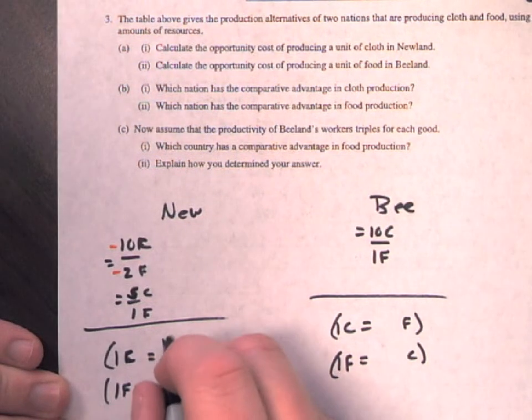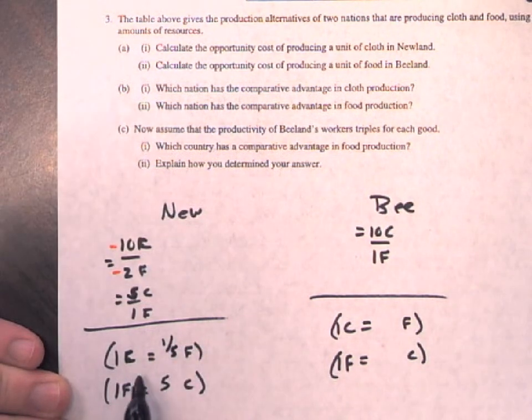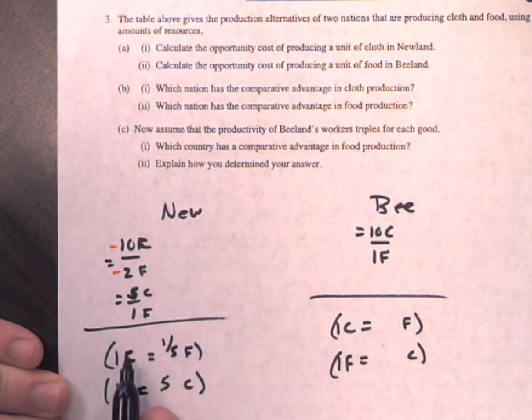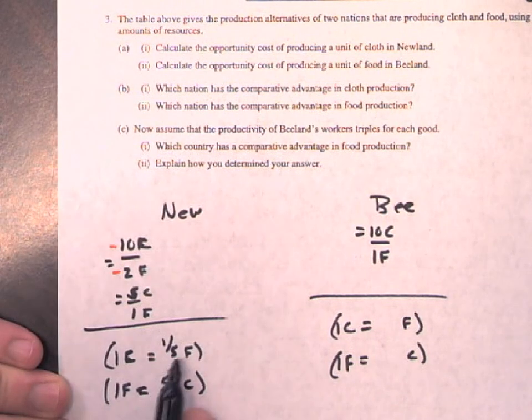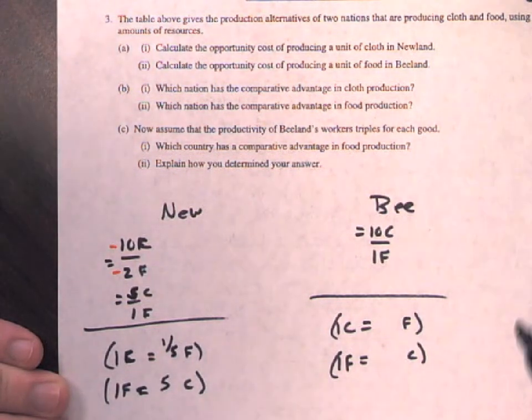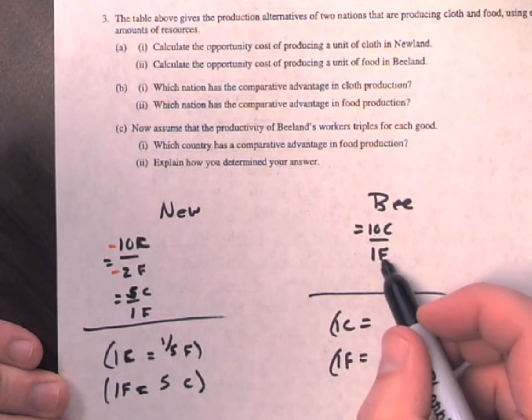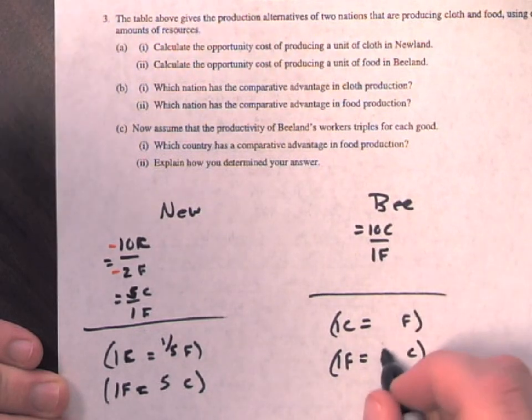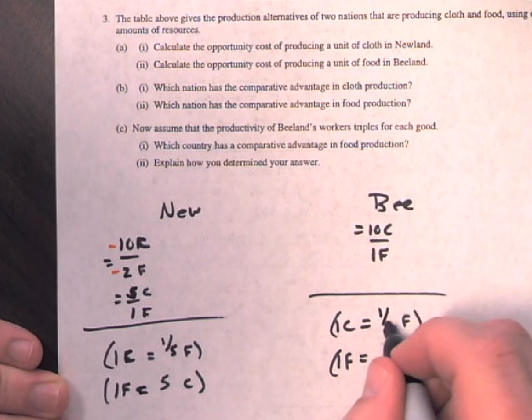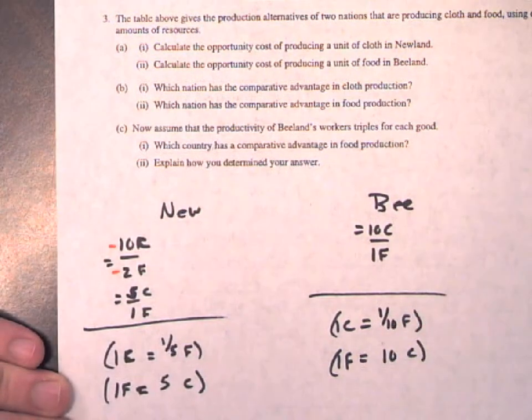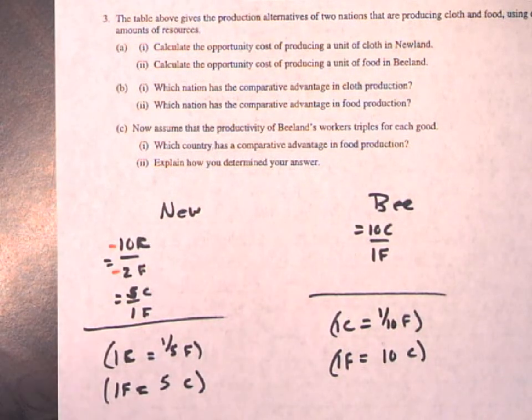So then I do my reciprocal up top. For them, every time they make 1 unit of cloth, it costs them a chance to make 1/5 of a unit of food. Over here, it's already done for us. It's at 10 and 1 already. So I know that 1 food is going to equal 10 cloth. Then 1 cloth is going to equal 1/10 of a food. So now I can see the opportunity costs.